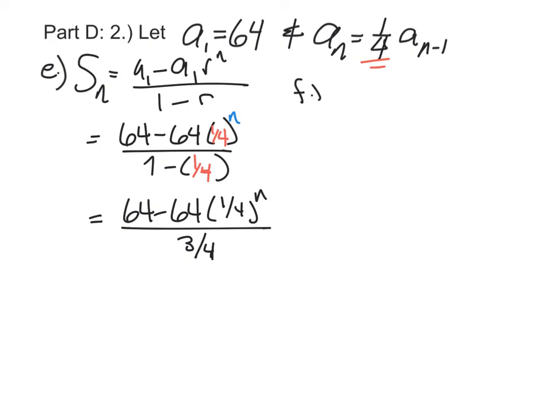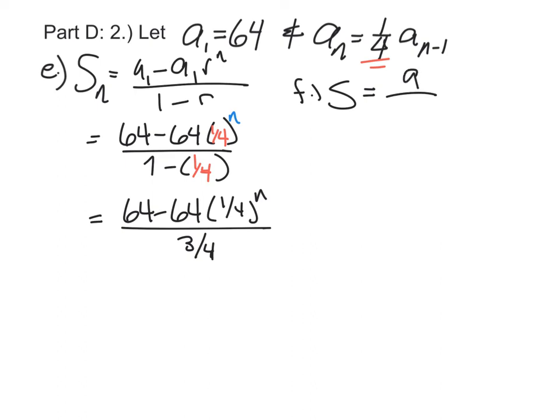In the last part, we need to find S. Not S sub 10, not S sub 20 or anything like that, just S. What that means is to find the sum of infinitely many terms. So this thing has to be a geometric sequence or series, and the common ratio has to be less than 1. We already know it is geometric, and we know the common ratio is a fourth, so we're good.